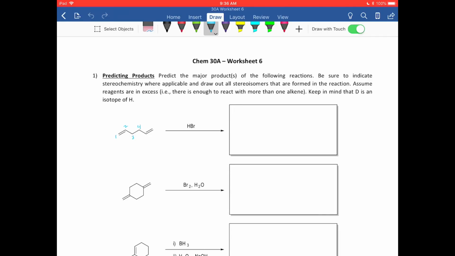So here what we're going to get is we're going to add a bromine atom to carbon number 2, and we're going to add another one to carbon number 5. And then the hydrogens go to carbons 1 and 6. So let's first go ahead and draw out our skeletal structure and then figure out what the stereochemistry is going to be. So we are going to add a bromine to carbon number 2 and a bromine to carbon number 5.